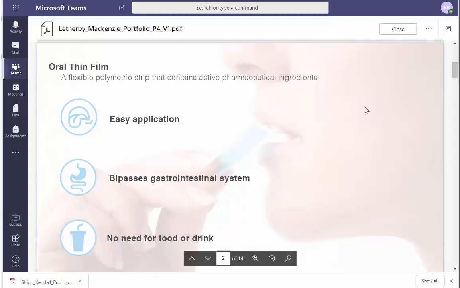Good. I was thinking you need a picture of the Listerine canister, but the background gives me that. Ease of application. Does it? That's interesting. No food or drink. I'd flip-flop these. How about no need for food or drink first? And then what's the difference between that and easy application? And then bypasses gastrointestinal system is third.